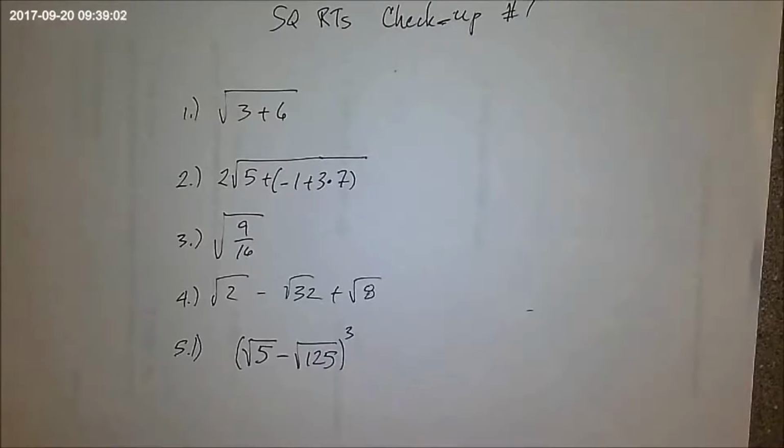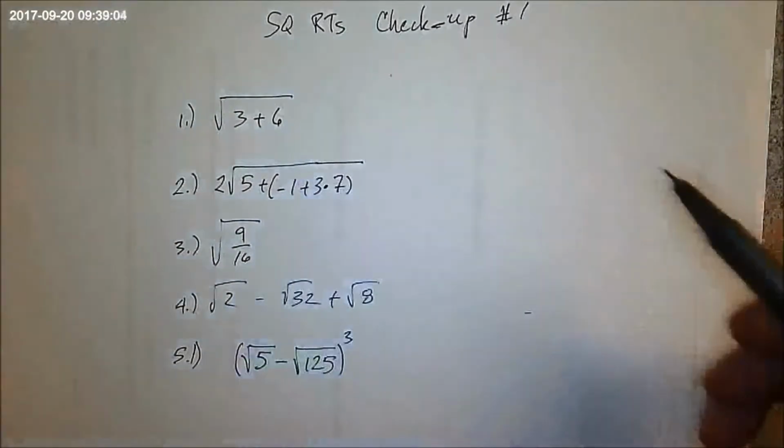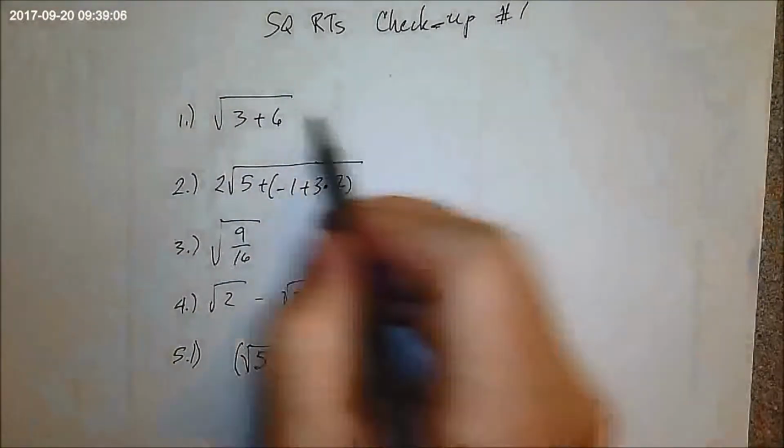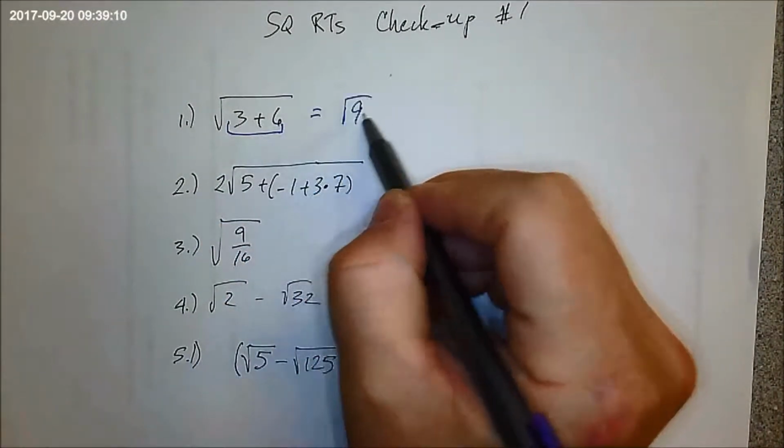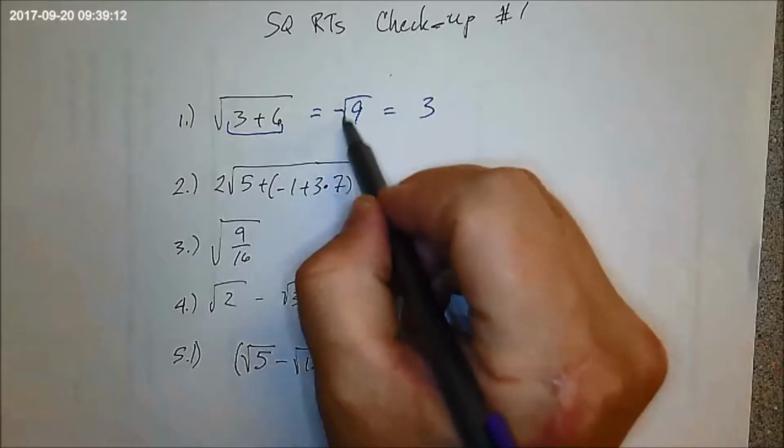So let's go over these real quick. First one I think's pretty easy. You have to do the order of operations, right? These are both inside the square root, so you actually have to add those together first, and that's 3.